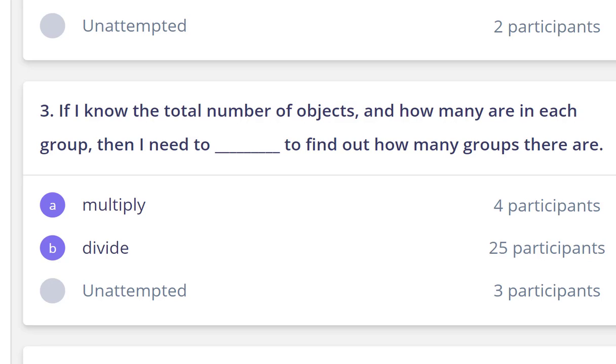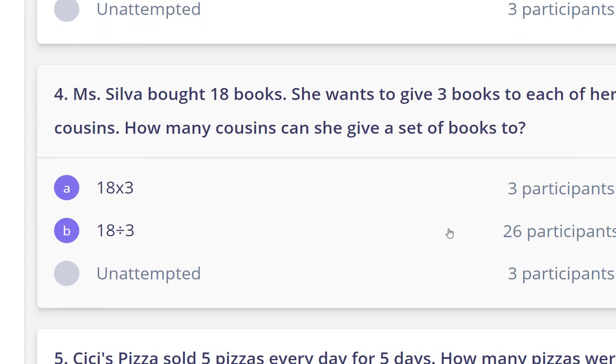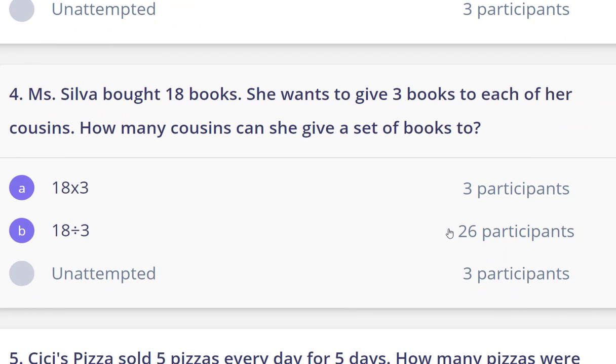Abdullah Mubarak. Yes, Mr. Ahmadi. Okay, if you have the total and you have what's in each group, what do you do to get the number of groups? Divide. Excellent. Thank you. Okay, let's move to the next one.